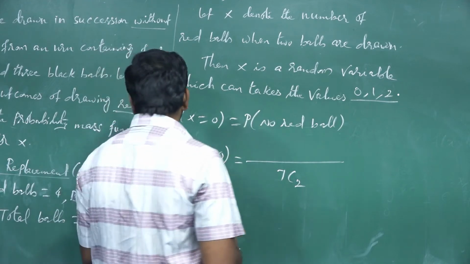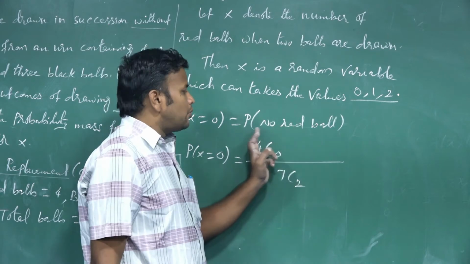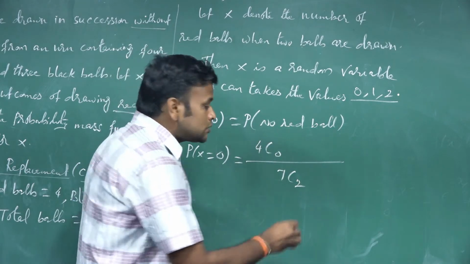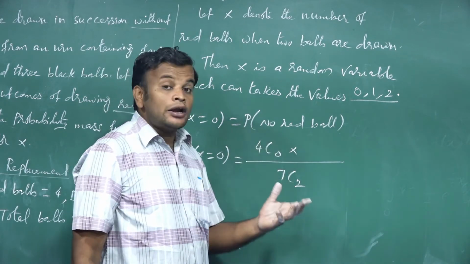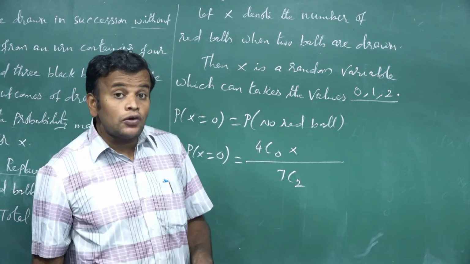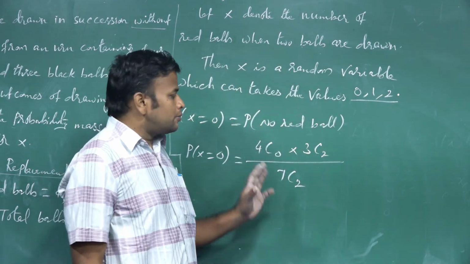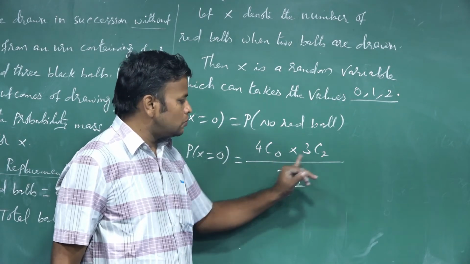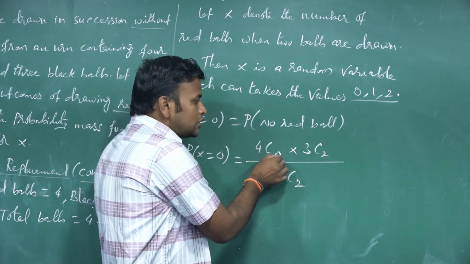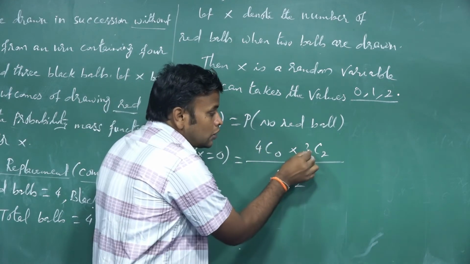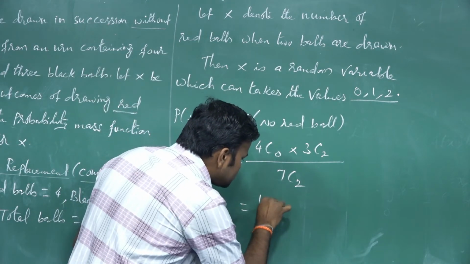In the numerator, first we assume there is no red ball. The total number of red balls is 4, so 4C0. The process is continuous at a time, so it is a multiplication process. Both balls are not red, that means both are black, out of 3 black balls, so 3C2. So 4C0 into 3C2 by 7C2. Why 4C0? Out of 4 red balls, we choose none, which means 2 of the 3 black balls will come. We already know the value of 4C0 is always 1.